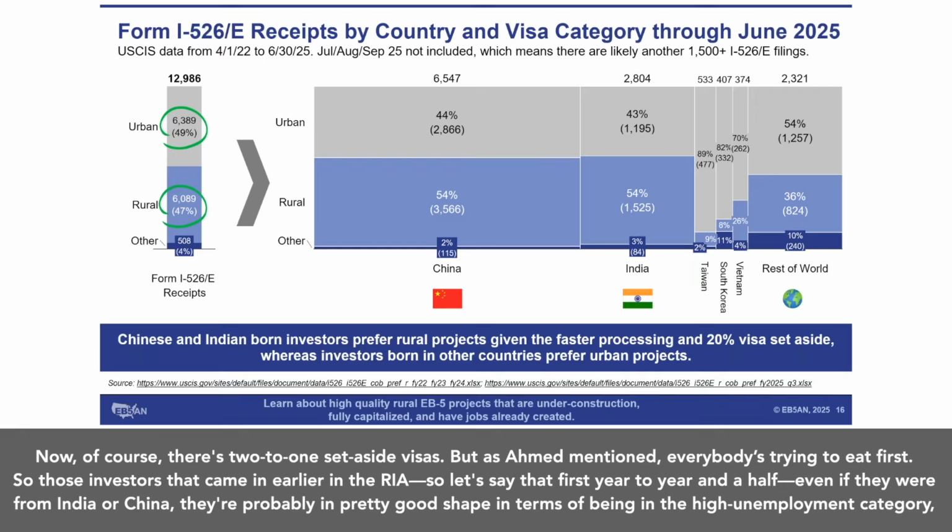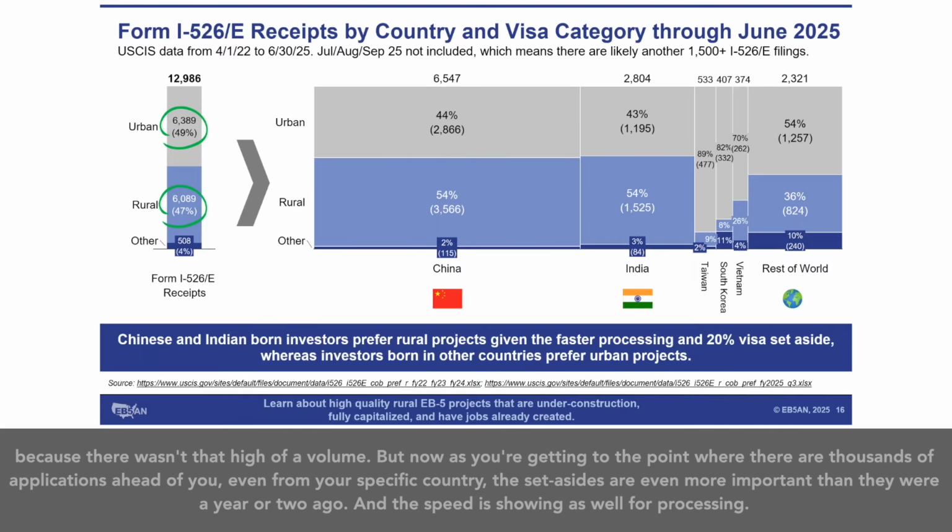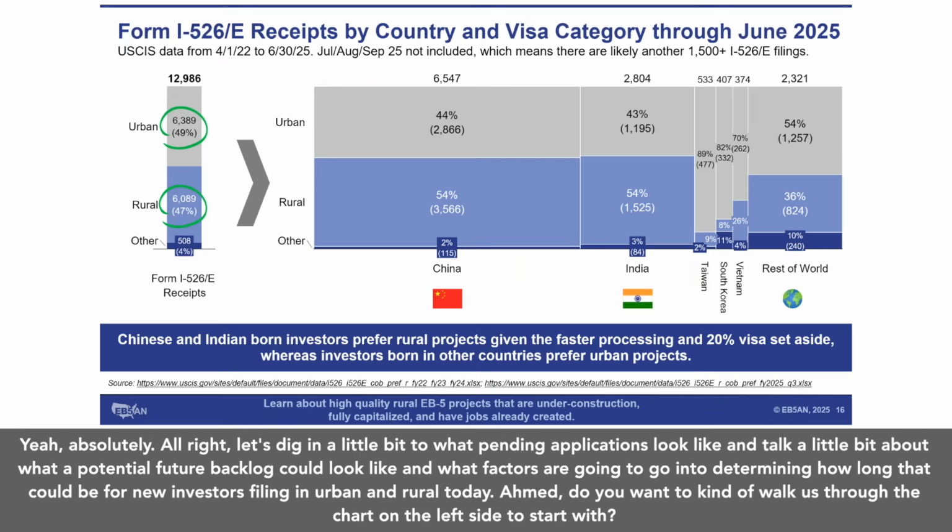So those investors that came in earlier in the RIA, let's say that first year to year and a half, even if they were from India or China, they're probably in pretty good shape in terms of being in the high unemployment category, because there wasn't that high of a volume. But now as you're getting to the point where there are thousands of applications ahead of you, even from your specific country, the set-asides are even more important than they were a year or two ago, and the speed is showing as well for processing. Yeah, absolutely.